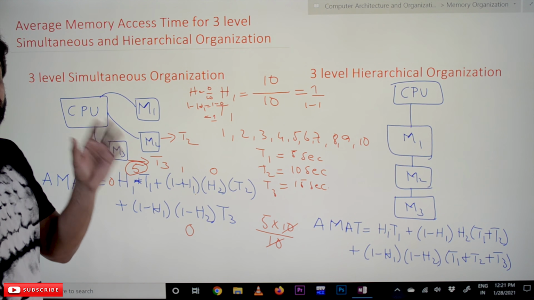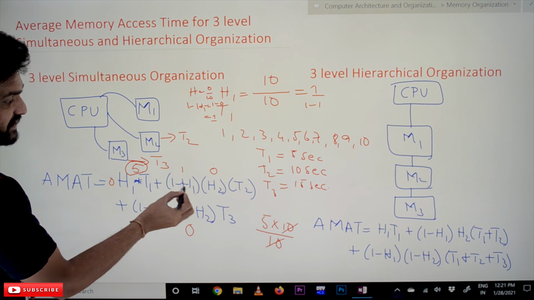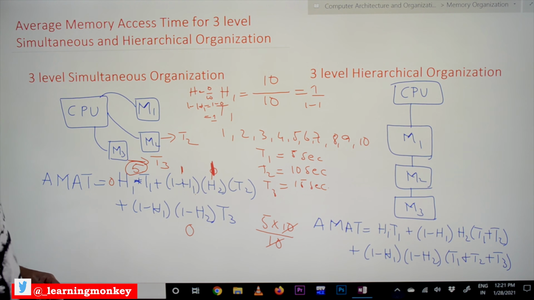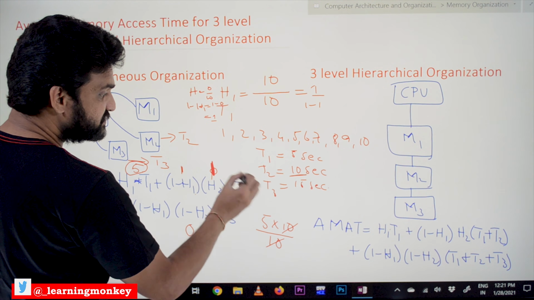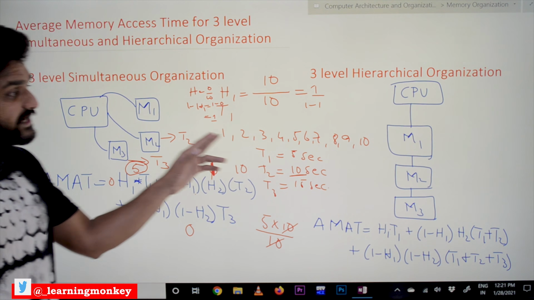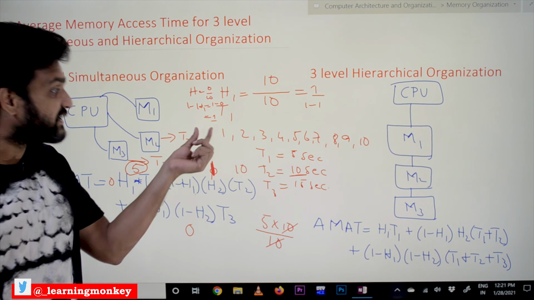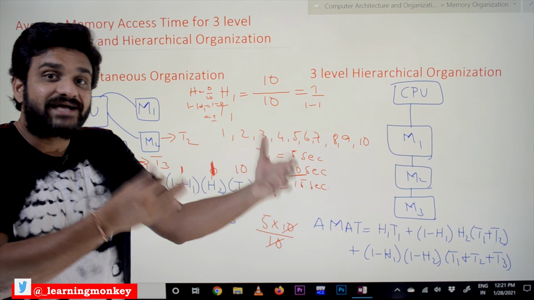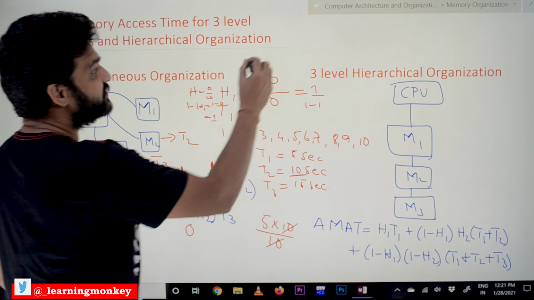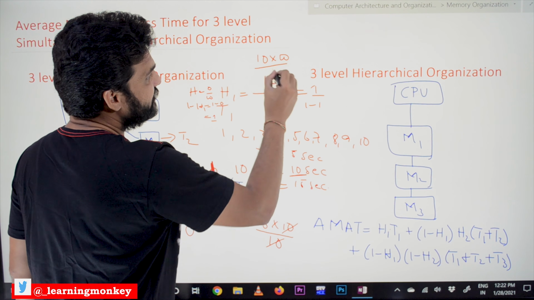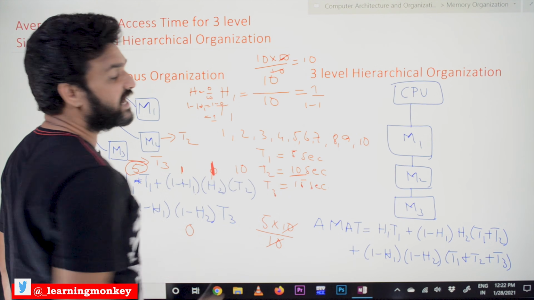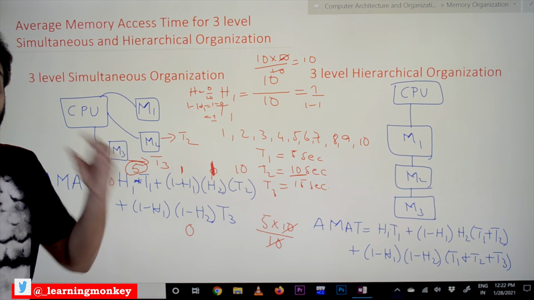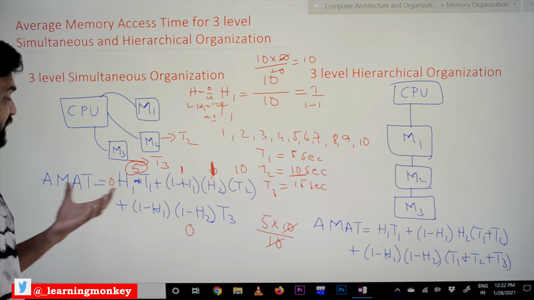There are no hits in the first memory. All the hits are for H2. So 1 minus H1 is going to be 1, and the H2 hit ratio is 1. And what is the time? The memory access time is 10. So for each of the 10 requests made by the CPU, it is going to take 10 seconds. So the average memory access time is 10 into 10 by 10, which is 10. This is how we get the average memory access time.